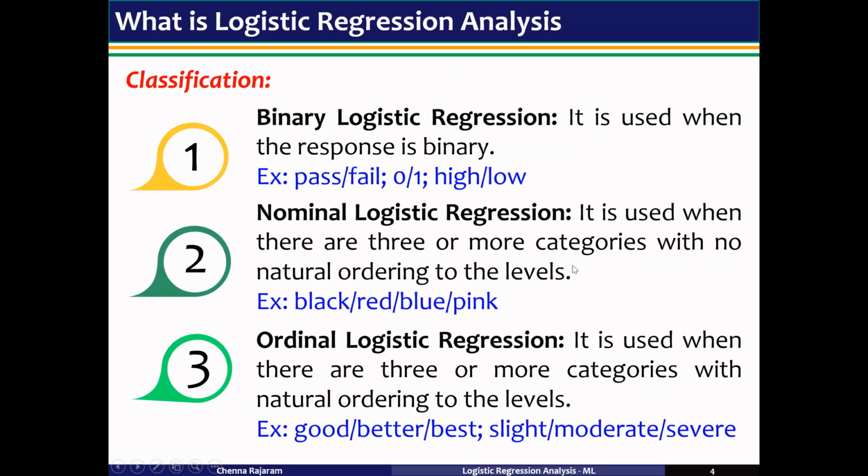Logistic regression is classified into three categories. One is binary logistic regression. It is used when the response is binary, for example, 0 or 1, pass or fail, high or low. Nominal logistic regression is used when there are three or more categories with no natural ordering to the levels, for example, black, red, blue, pink, etc. Ordinal logistic regression is used when there are three or more categories with natural ordering to the levels, for example, good, better, best, or slight, moderate, or severe.